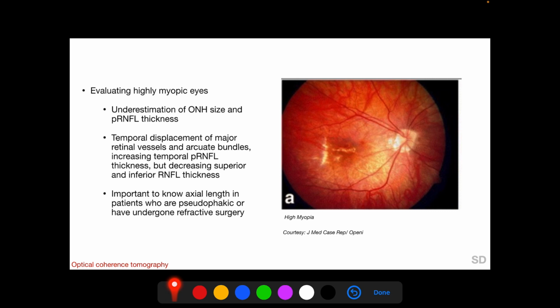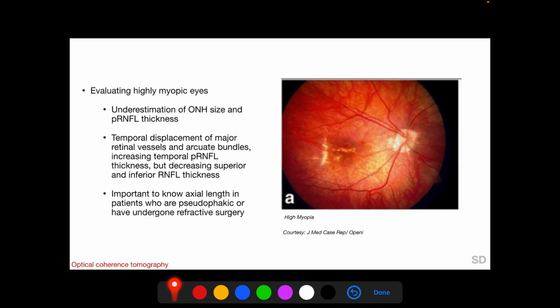In addition, in highly myopic eyes, we find temporal displacement of major retinal vessels and arcuate bundles. So you find the temporal major blood vessels are shifted towards the temporal margin of the disc compared to a normal fundus. As a result, there is an increase in temporal RNFL thickness, but decreasing superior and inferior RNFL thickness. So RNFL thickness increases in this sector and decreases in these two sectors.